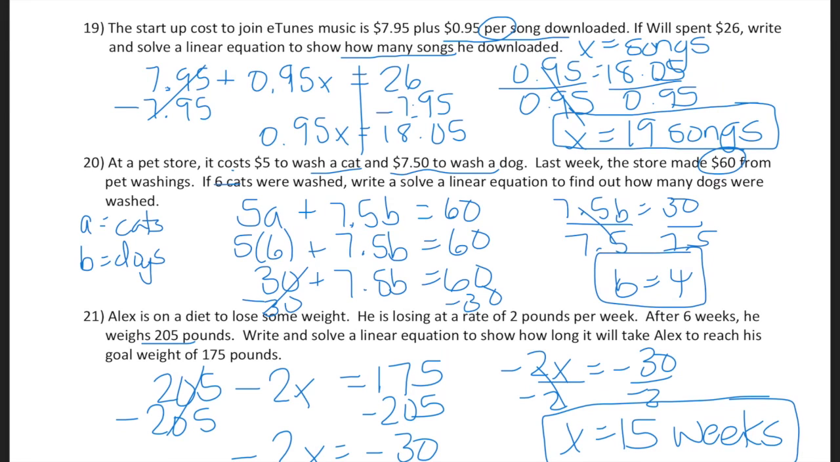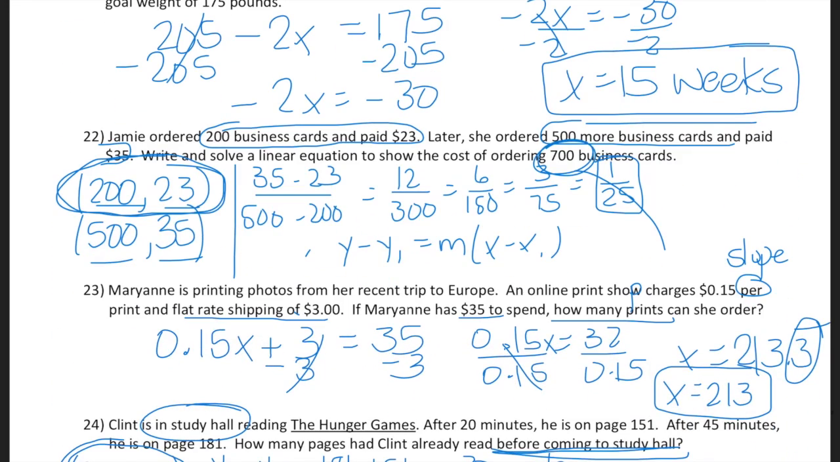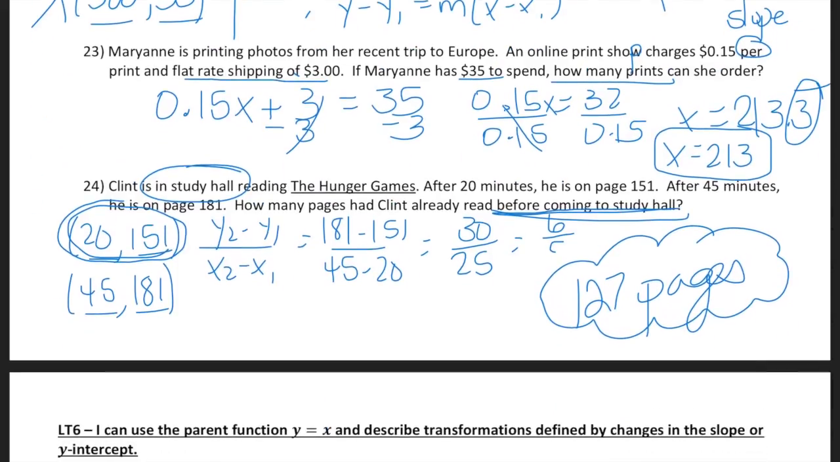But technically, when you're talking about 2 different things, a cat and a dog, you should go for the standard form. If they give you per, that's your slope, so you have slope intercept form. If they give you 2 examples, 2 separate examples, that's your point slope formula. And that's the same thing we had for 24.